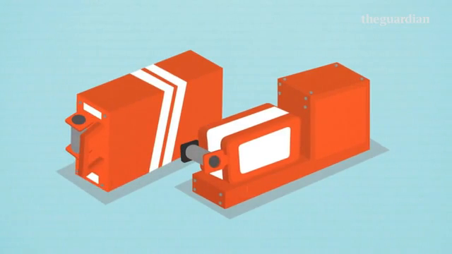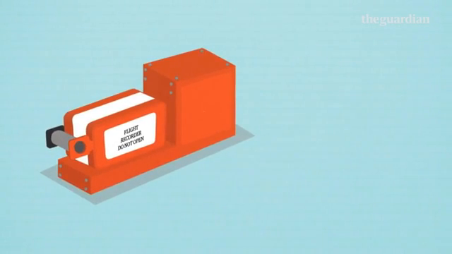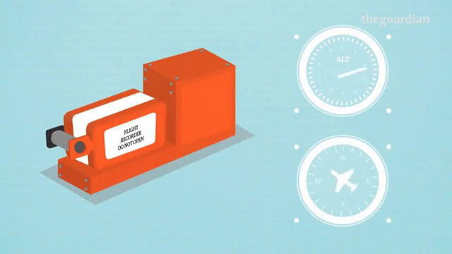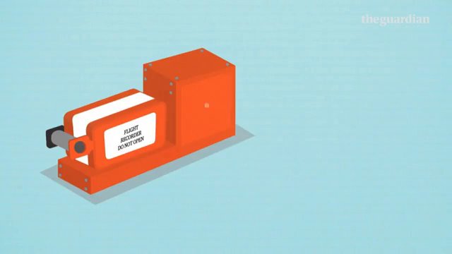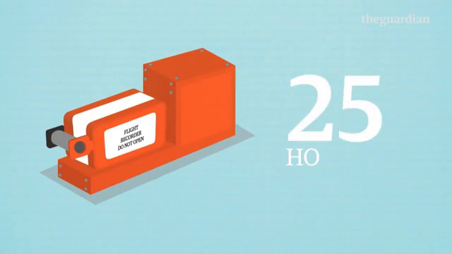A black box consists of two separate pieces of equipment that help us to know what happened in the final moments of an air crash. First is flight data recorder. This records information like altitude and direction of the plane, how much fuel was on board, and the cabin temperature and the pressure inside. It also stores about 24 hours of data.